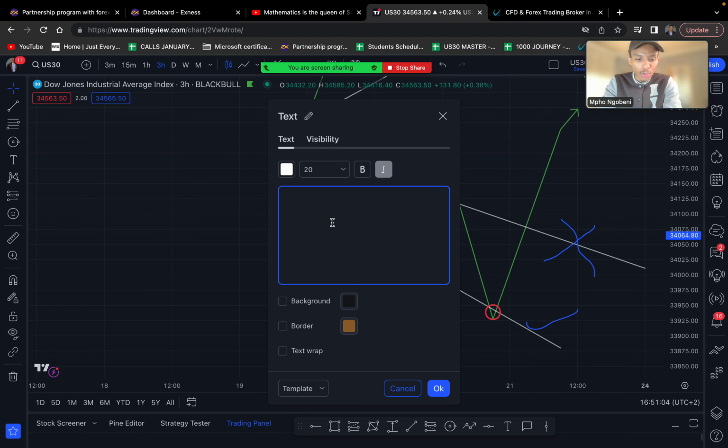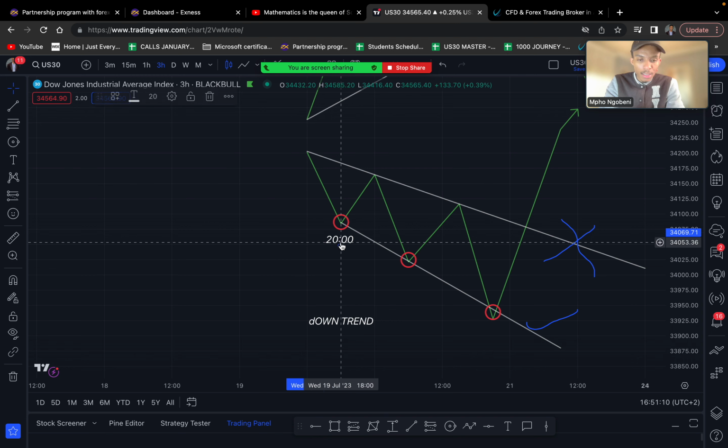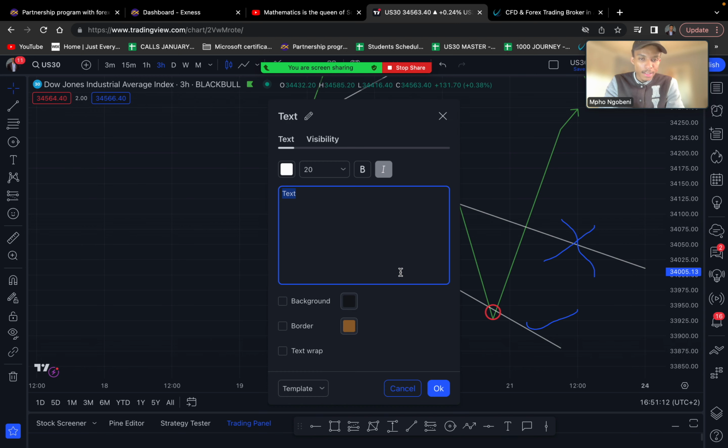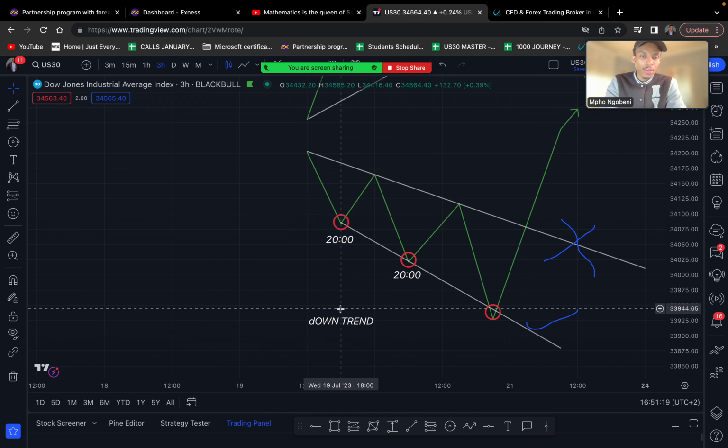Let's say it was 20 o'clock. And what came there, let's say it was also 20 o'clock. So on this trend, you drew your trend perfectly and you check the times that connected there. And you saw it was 20 and 20. Wow, it's a downtrend and it's 20 and 20.